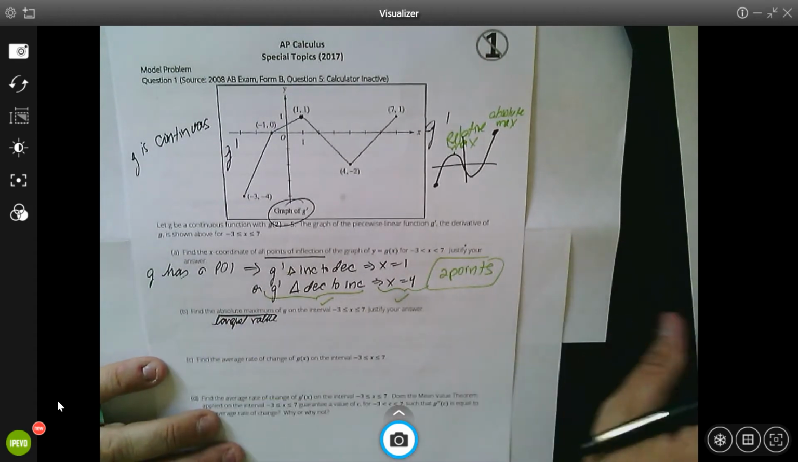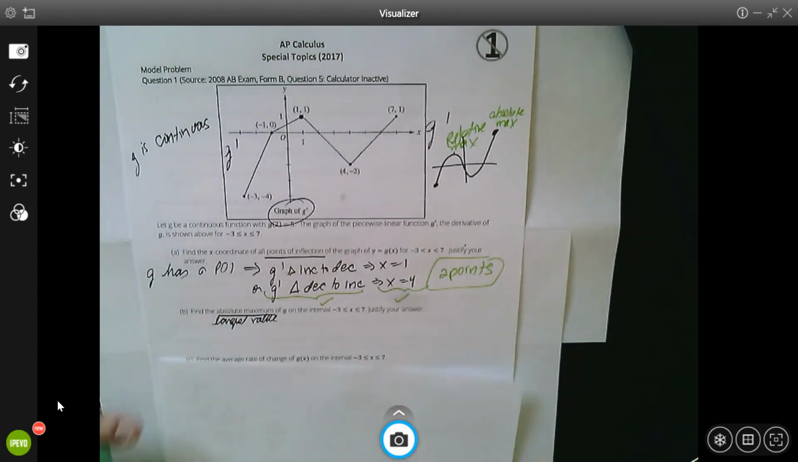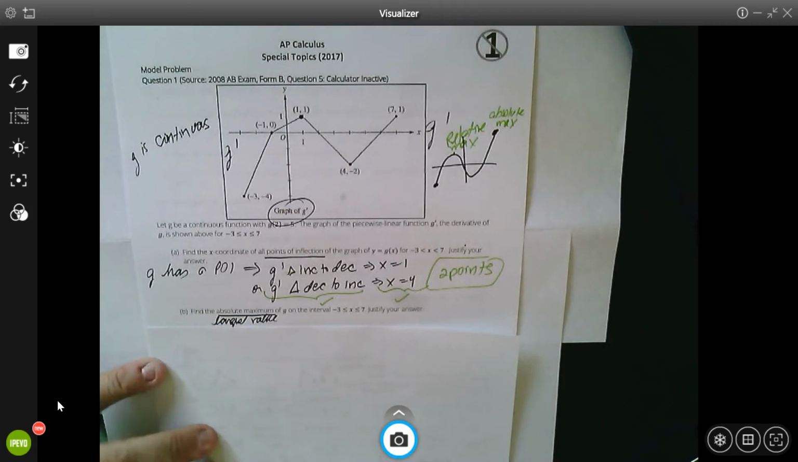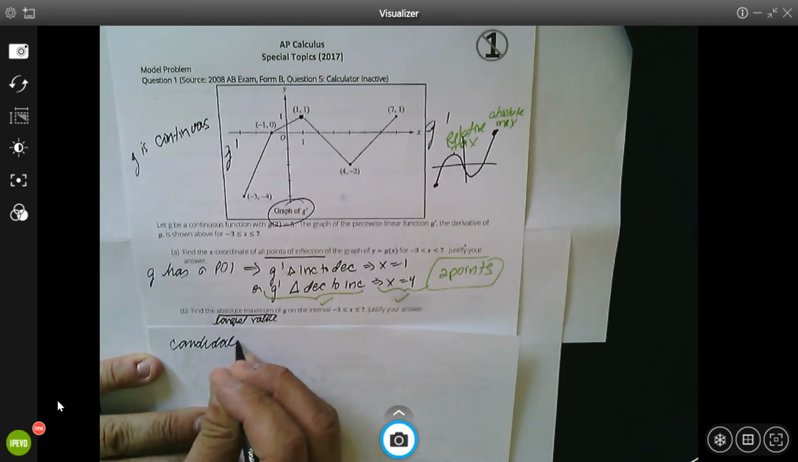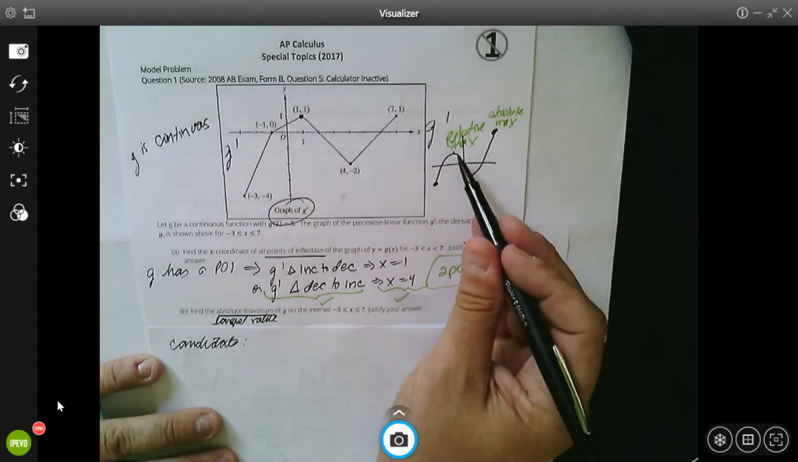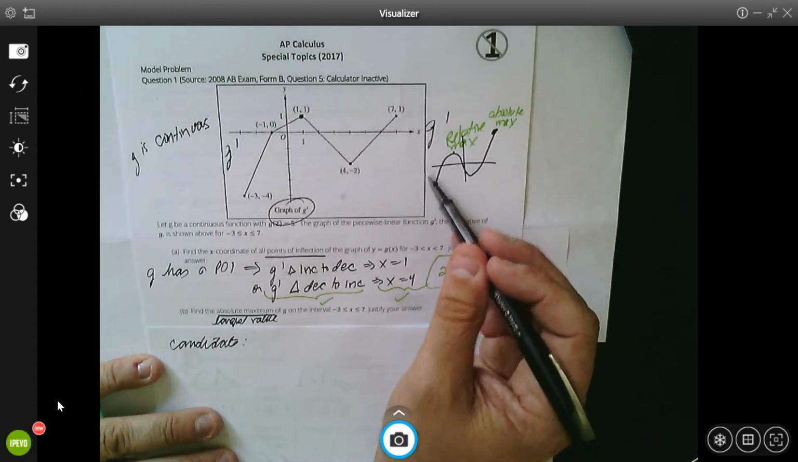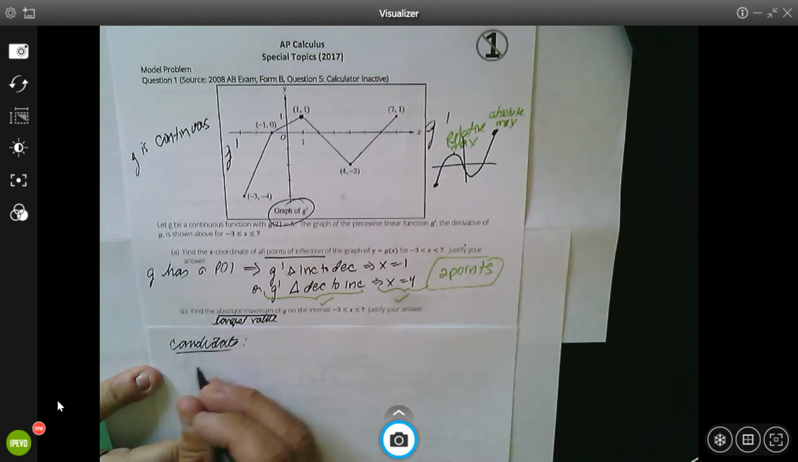Normally the place that we start is we look for our candidate. And the candidate is your internal candidate. We're looking for a place like this, where the graph changes from increasing to decreasing.